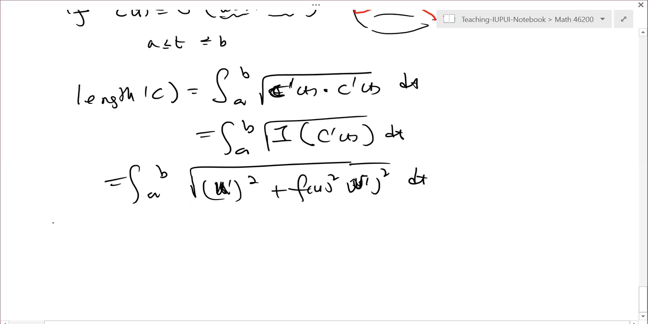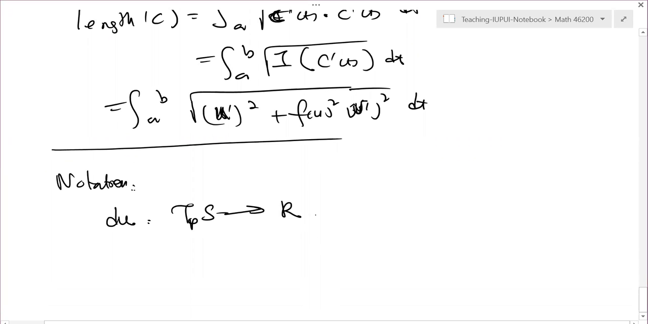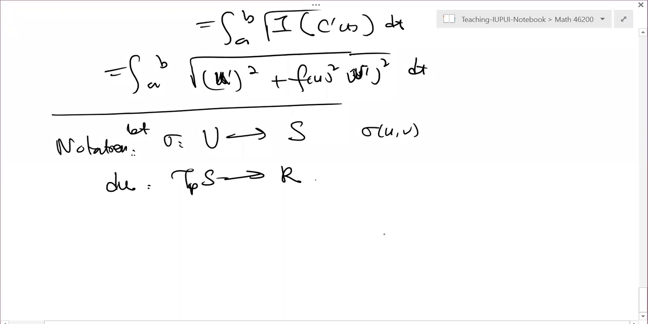There are some notations in the book. The notation du is a linear map. Of course, sigma is from U to the surface, the surface patch. Then it has components u and v. So I need to introduce what du is.